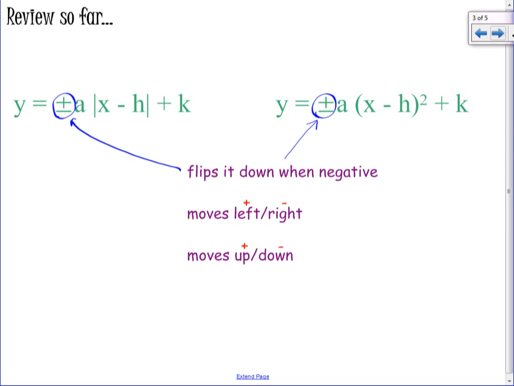Okay, I've got the pluses and minuses already, but what letter tells you if it moves left or right? Is it H or is it K? Yes, the easy way to remember it is if it's with X, that's the number that it moves along the X axis. Okay, so this right here.